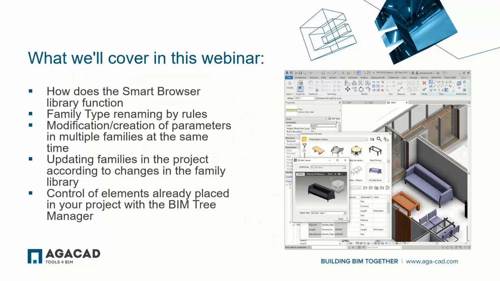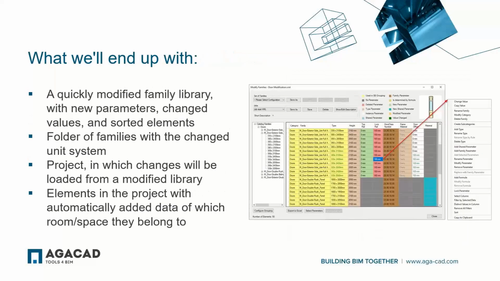And what we'll cover today is how the Smart Browser works, what is possible to achieve with this tool, time-saving features, how to modify families, what is possible to be modified for the families, and as well as that, we will touch one more tool which comes in a bundle with the Smart Browser BIM Manager. That tool is called BIM Tree Manager, and that tool is specifically dedicated to work with models that you have. And then we will end up with the created family library.